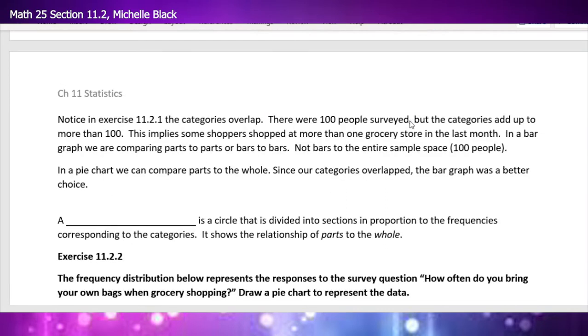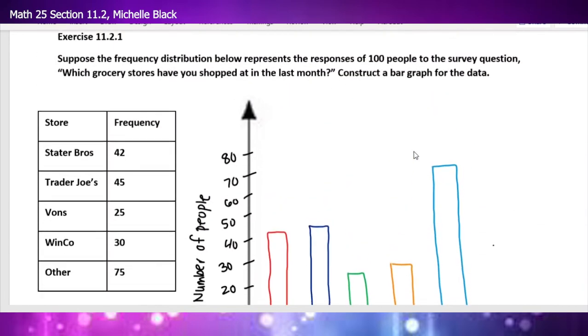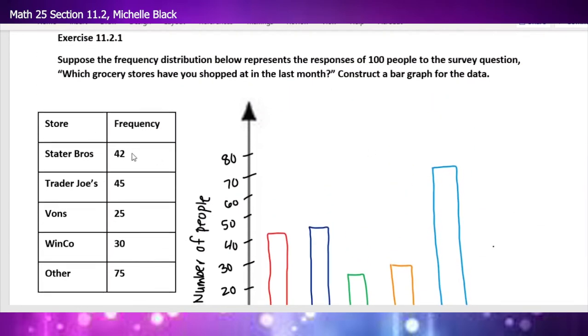Notice that in the exercise we just completed, our categories overlap. There were 100 people surveyed, but our categories add up to more than 100. If I just add even the first 3 categories, I have 112 responses already, and I only asked 100 people. So what that means is some people said that they shopped at more than one of these stores. So our categories are overlapped with each other.